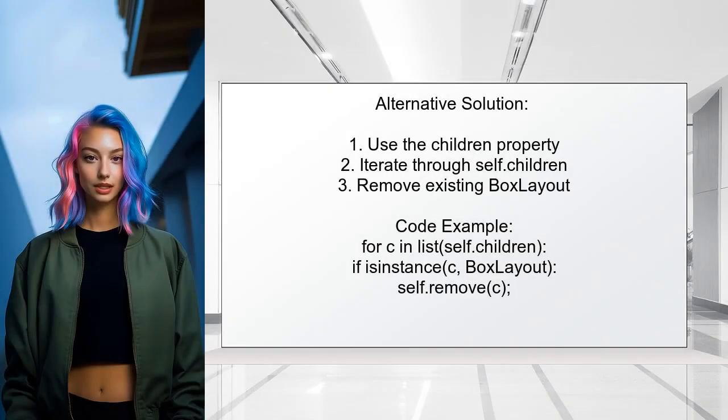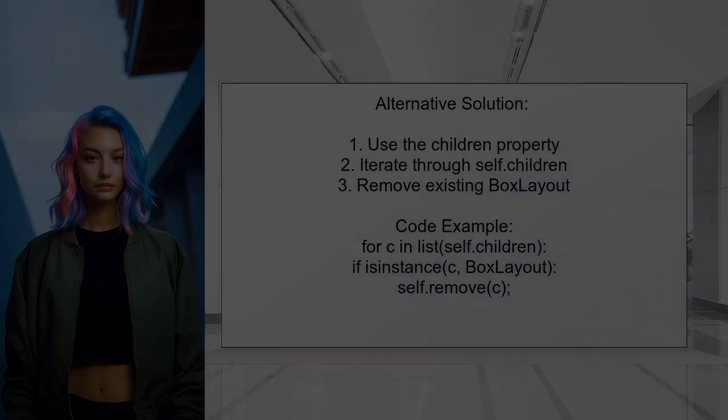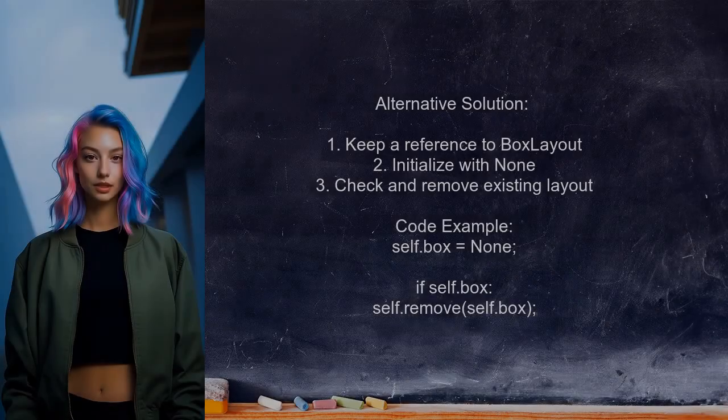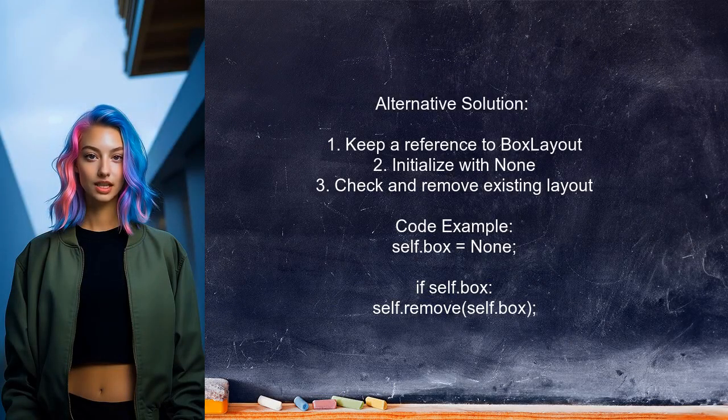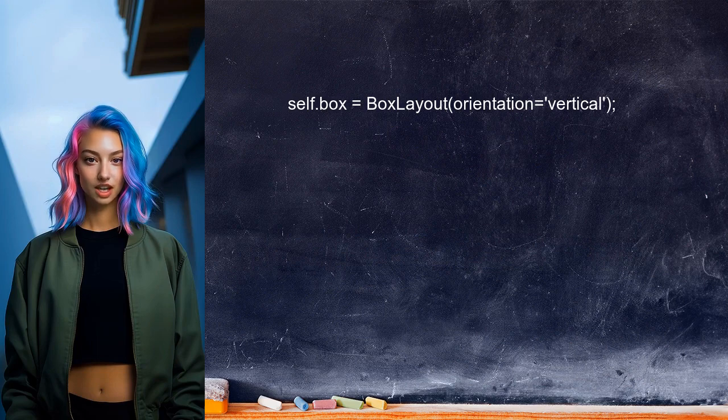One alternative approach is to utilize the children property of each widget. You can iterate through the children of your screen and remove any existing box layout before adding a new one. Another suggestion is to keep a reference to the box layout. In the initialization method, set a variable to None. Then in your Create Layout function, check if the variable is set. If it is, remove the existing layout before creating a new one.